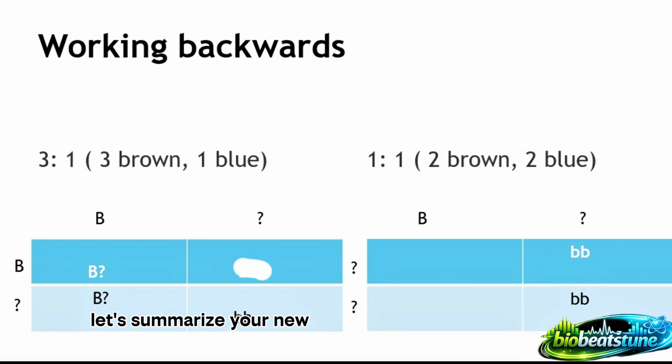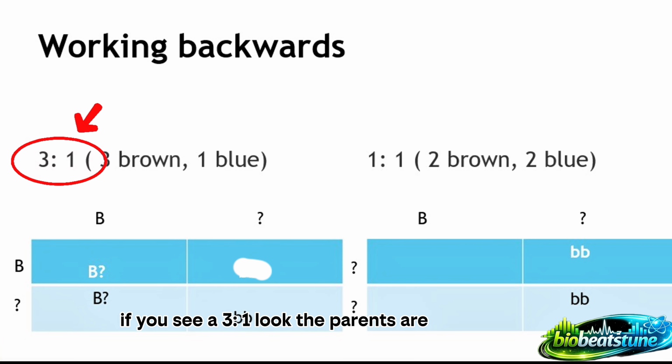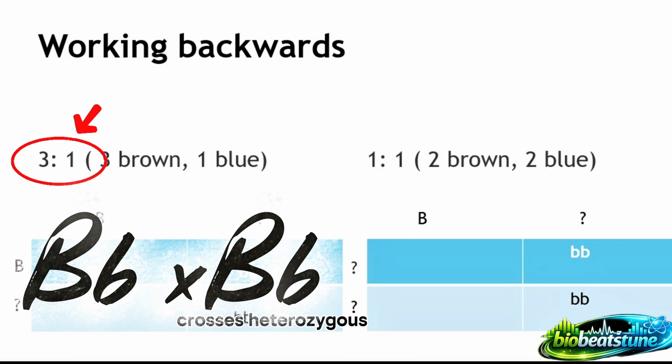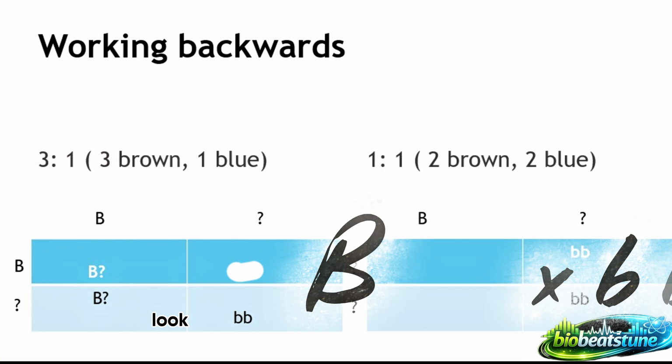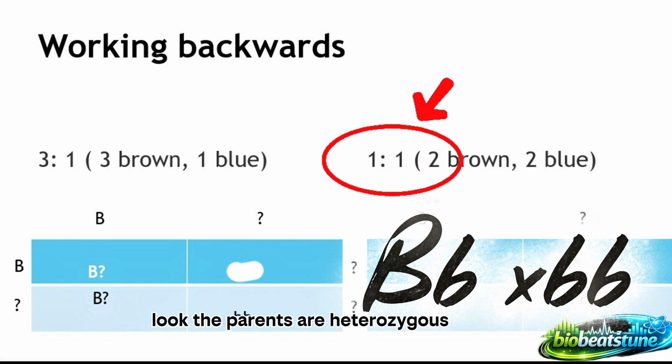Let's summarize your new genetic detective cheat codes. If you see a 3:1 ratio, the parents are heterozygous crossed with heterozygous. If you see a 1:1 ratio, the parents are heterozygous crossed with homozygous recessive.